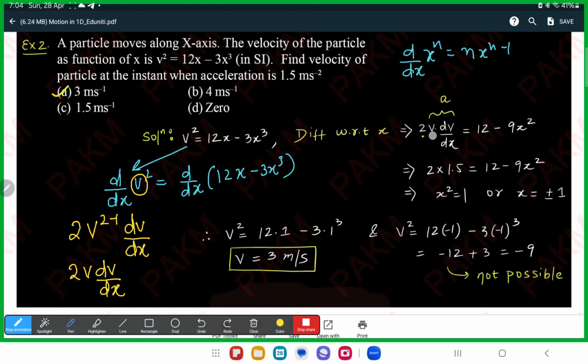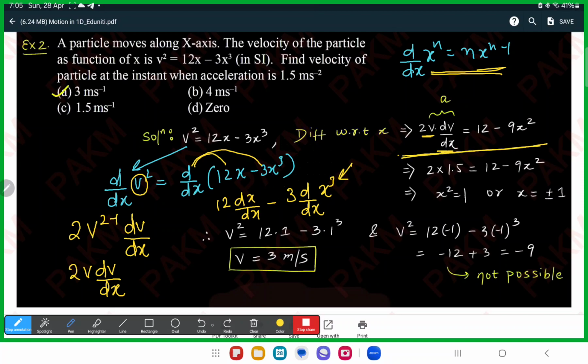So we have 2v dv over dx on the left-hand side, and on the right-hand side you will apply d by dx on the respective terms. So what you will get is 12 dx over dx minus 3 d by dx of x to the power 3. And you know, by this basic formula you can convert all exponential forms into differential form. So I thought you got this point, got this line.